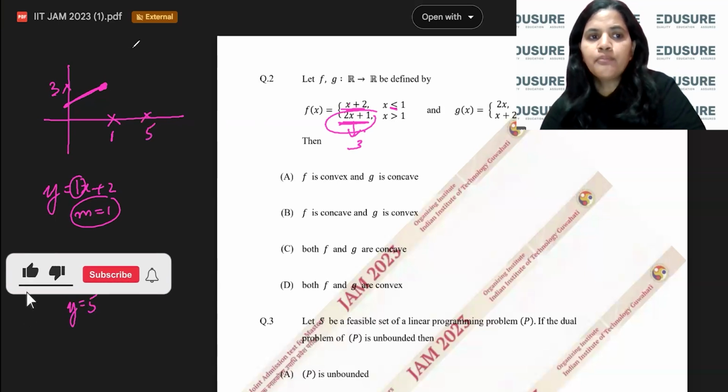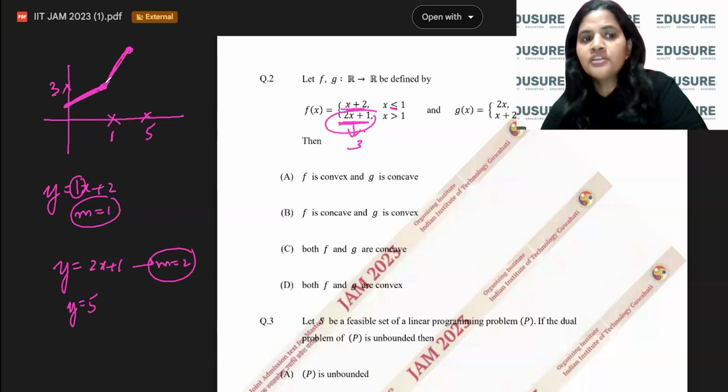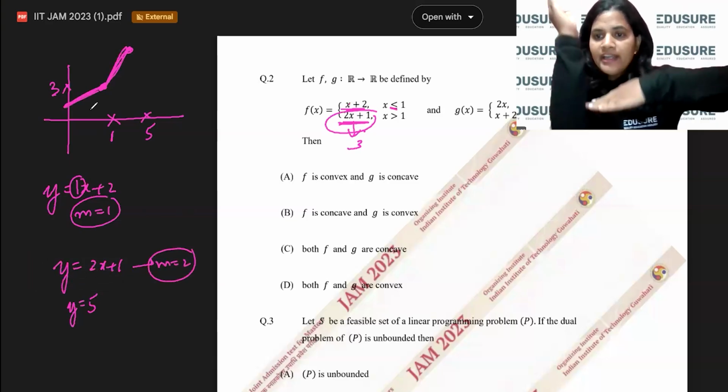So I'll have a point somewhere over here and my curve will be like this. Now why will my curve be like this? Because the slope of this line is 2. So the slope of this line is 1, the slope of this line is 2. So the slope is increasing, therefore I get a curve like this.